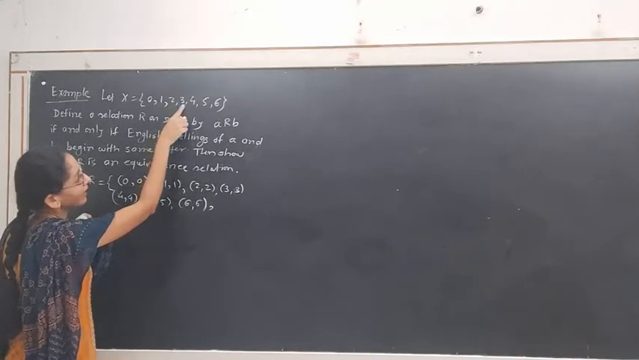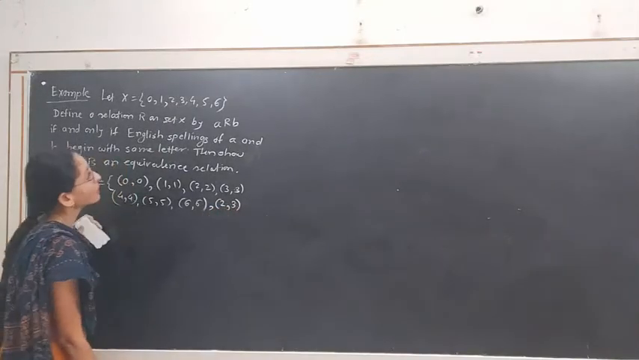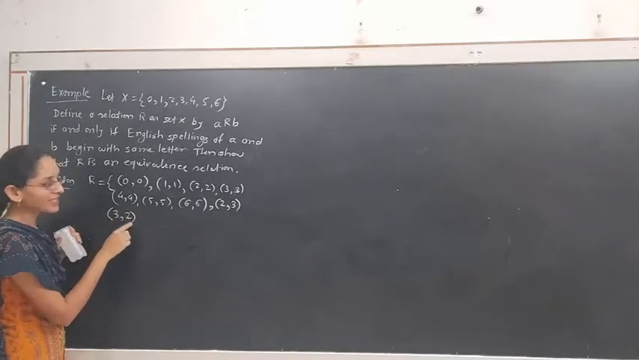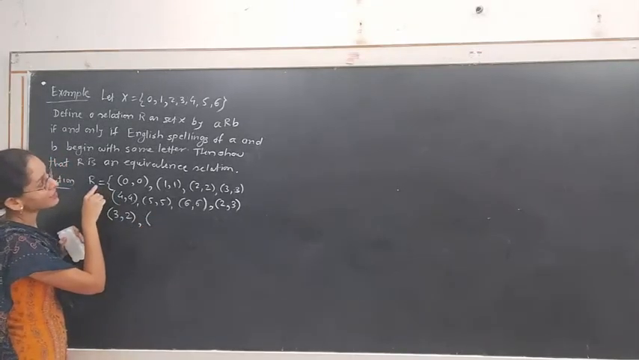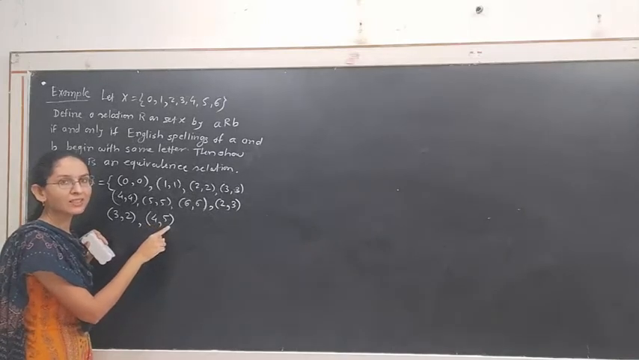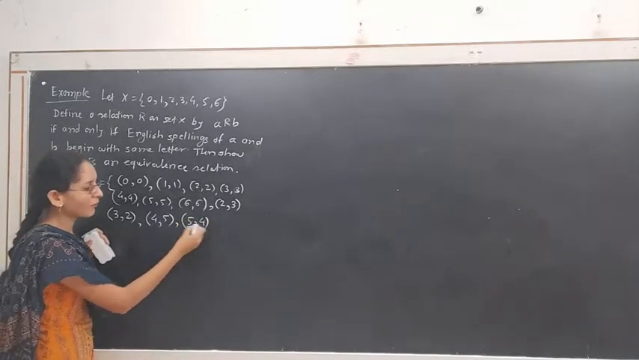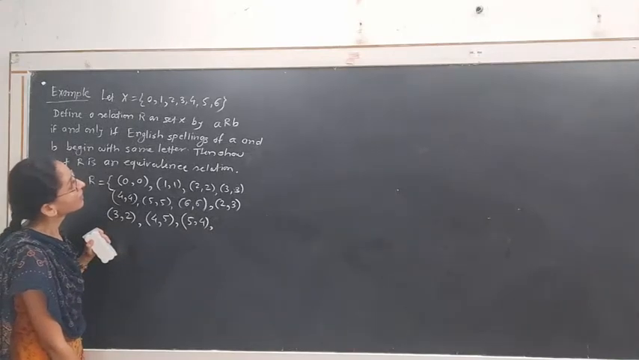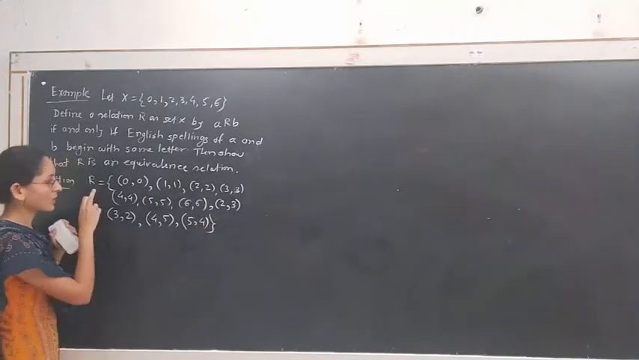Next ordered pair is the elements 2 and 3, whose spellings start with T. Hence, the ordered pair (2, 3) belongs to set R. Next ordered pair is (3, 2) because the spellings of these elements 3 and 2 start with the same letter T. The next ordered pair in the set R is (4, 5) because the spellings of elements 4 and 5 start with the same letter F. Also (5, 4) belongs to set R because 5 and 4 have spellings that start with F. These are the only elements of the set R.